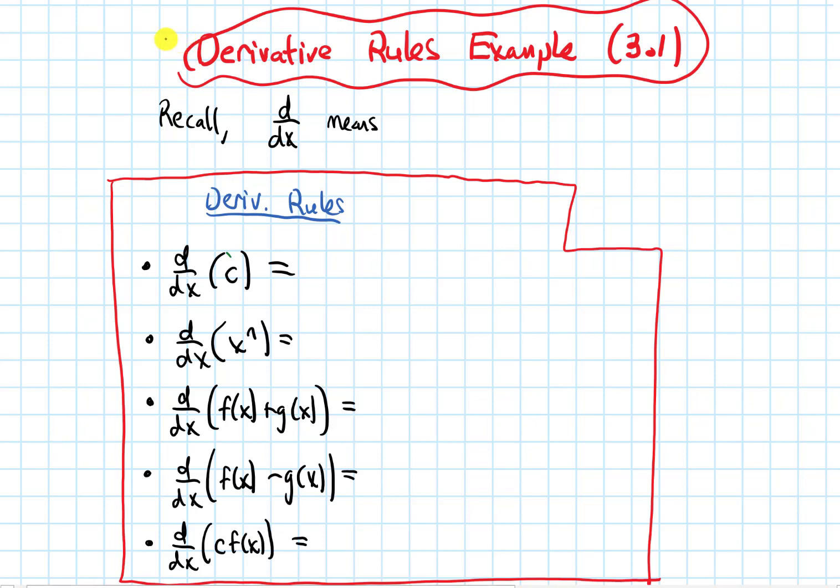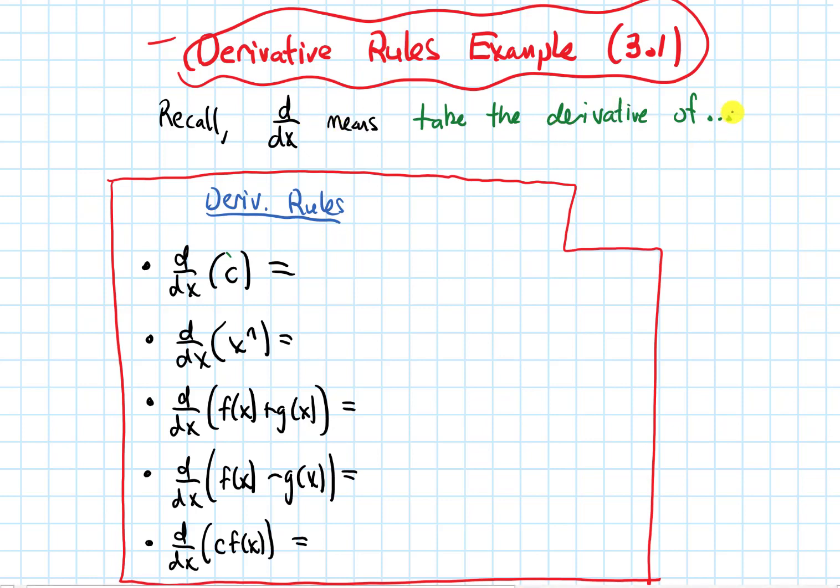In this discussion video, we will do a derivative rules example. So we are talking about section 3.1 here. First recall that when we write d dx, this looks like a fraction, but it's not actually a fraction, it's just notation. So I don't say d over dx, this is just d dx. This means take the derivative of... and I'm going to write dot, dot, dot, because it means take the derivative of whatever we write after it.